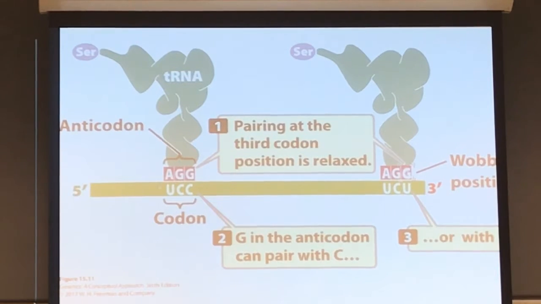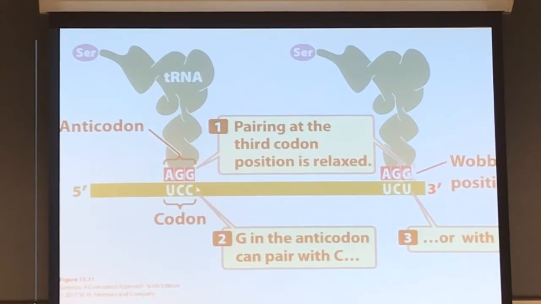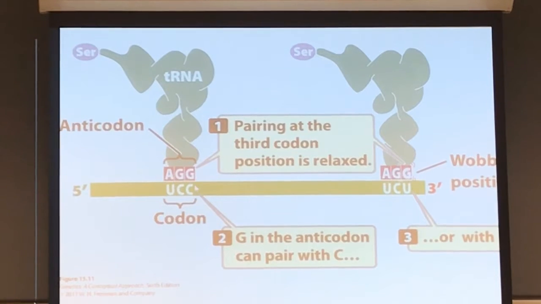So this is your messenger RNA with the codon here, and this is your anticodon. For example, UCC actually codes for serine, because this transfer RNA has serine linked to its 3' end. It's also important to remember that sometimes the third nucleotide need not match exactly, but still the transfer RNA, which has serine linked to it, will sit on the messenger RNA.